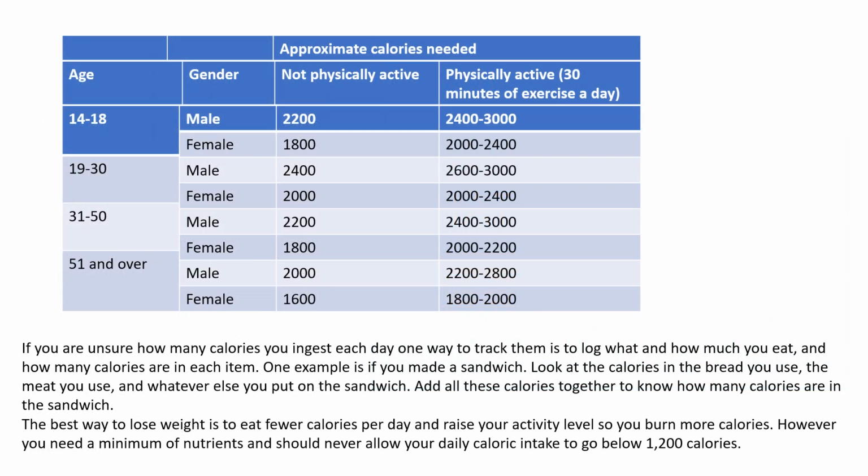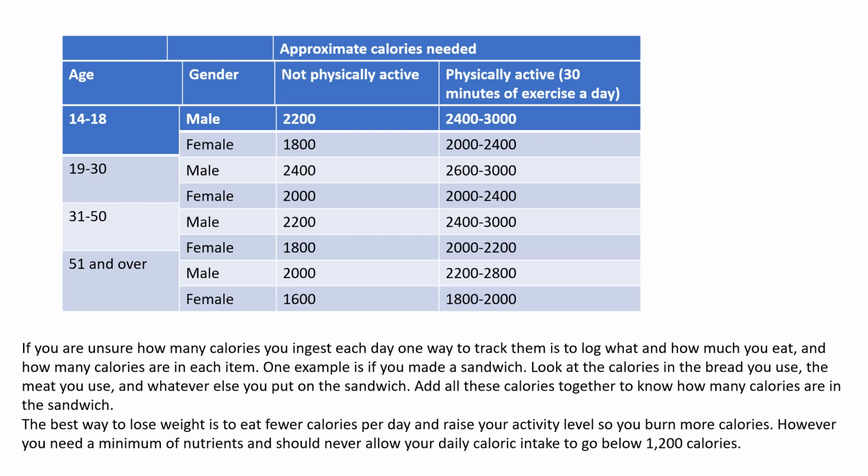So this is just a quick guide about approximately how many calories you need. So for gender, not physically active, you've got 14 to 18, male, 2,200, female, 1,800. So that's kind of how you read this. Male and female for this, male, female for that. And then it has your physical activity. And then if you get at least 30 minutes of exercise a day, how much you need.